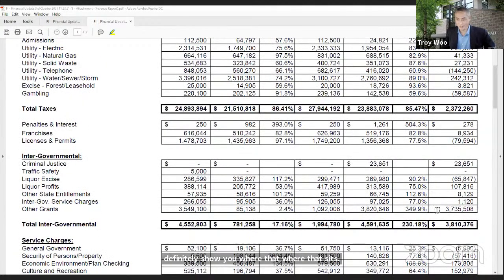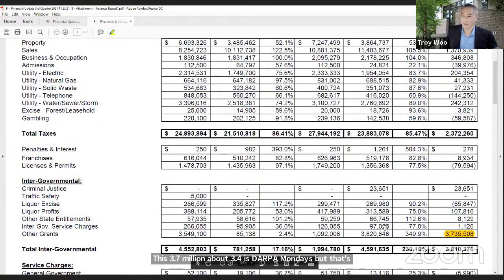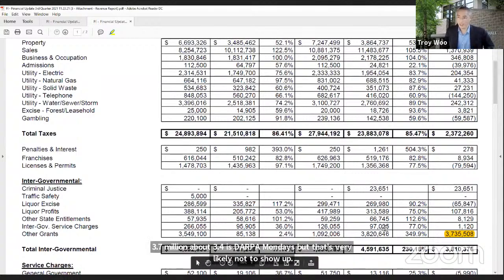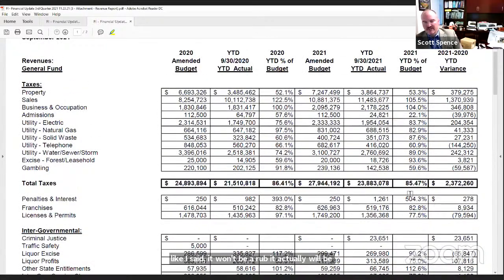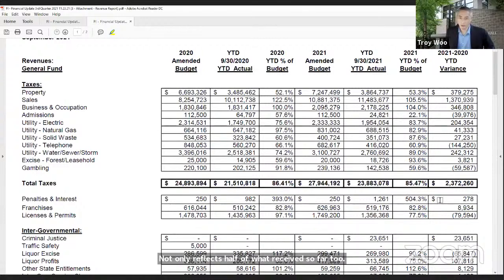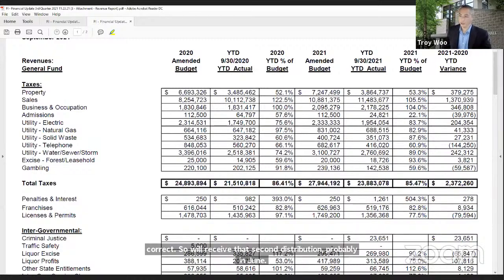It's right here in other grants. Of this 3.7 million, about 3.4 is the ARPA monies, but that's very likely not to show up. As we head to year end, we'll make adjustments, and it actually will likely be a 2022 revenue as we start to spend those funds. That only reflects half of what we received so far too. That's correct. So we'll receive that second distribution probably in June. It's supposed to be about 12 months after the first distribution.